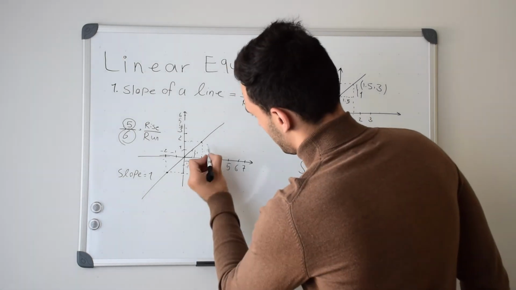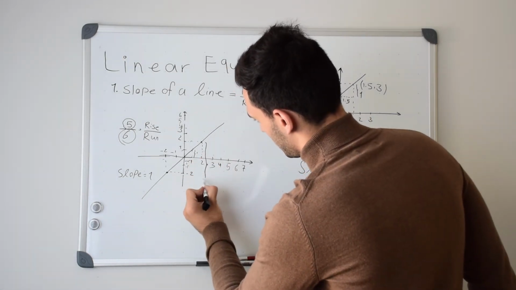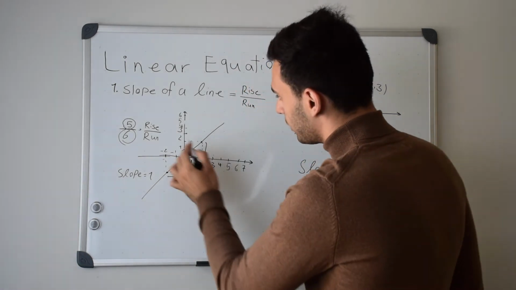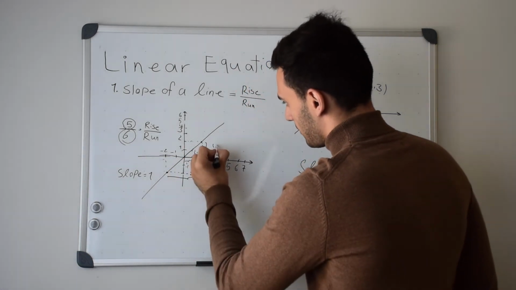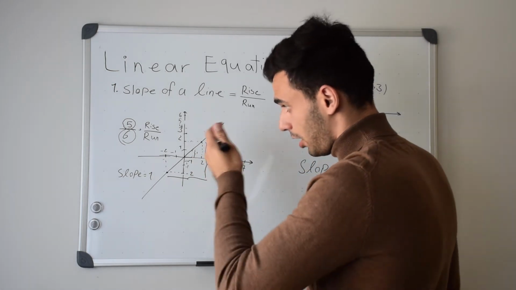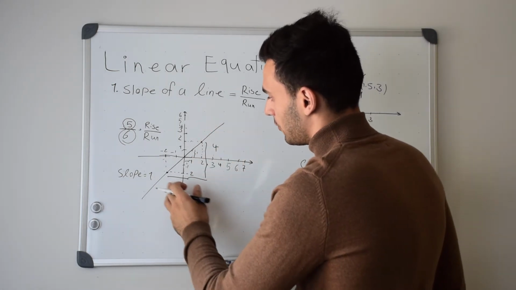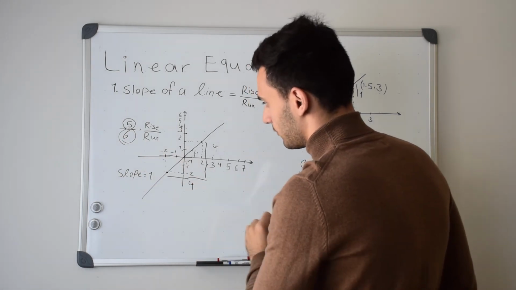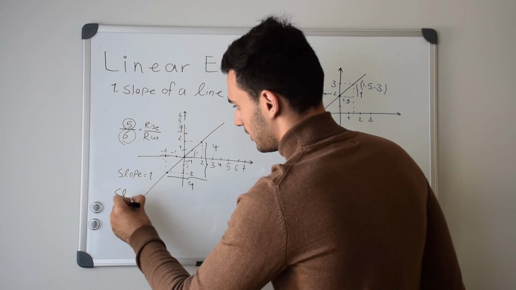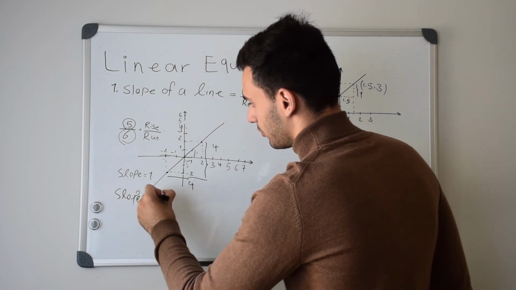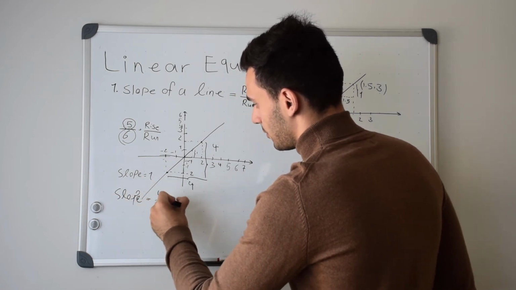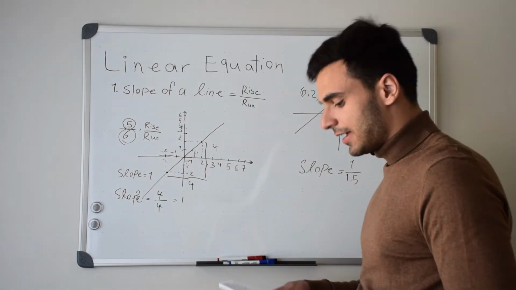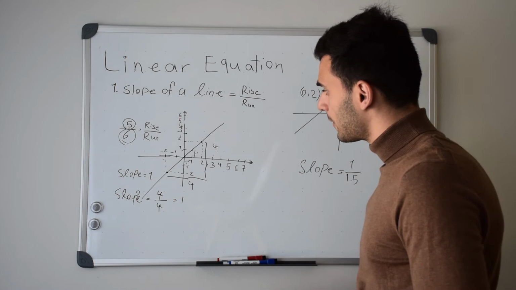So what is the rise? And what is the run? It goes from -2 to +2. So it's +4 rise. And what is the run? It goes from -2 again to +2 again, +4. So what is the slope again? 4 divided by 4, which is 1. So it doesn't matter what segment you take, it's always the same slope.